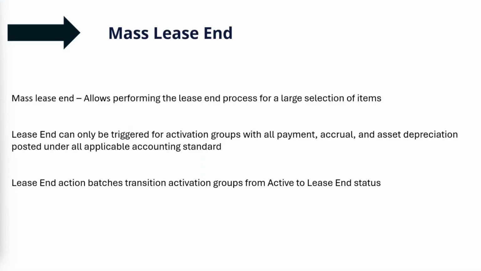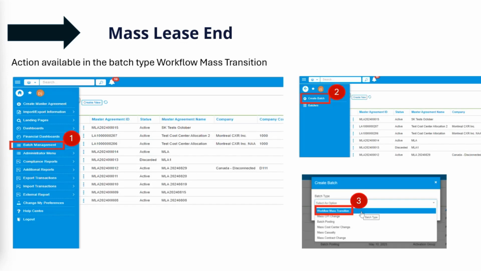So it allows performing the lease end process for a large number of selected items. Lease ends can only be triggered for activation groups where all the monthly transactions like payment, accrual, depreciation have been posted under all applicable accounting standards. The lease end batch action transitions activation group from active status to lease end status, and this action is available in the workflow transition.